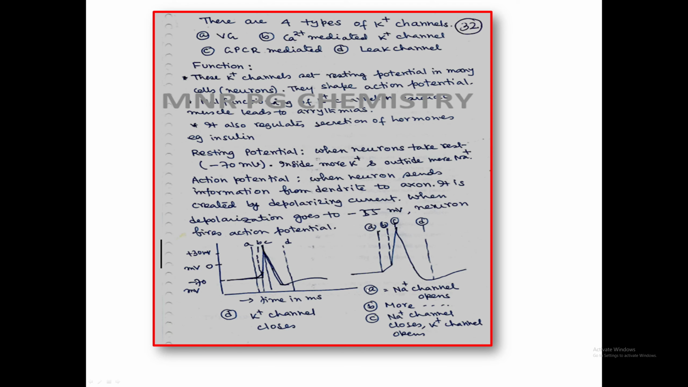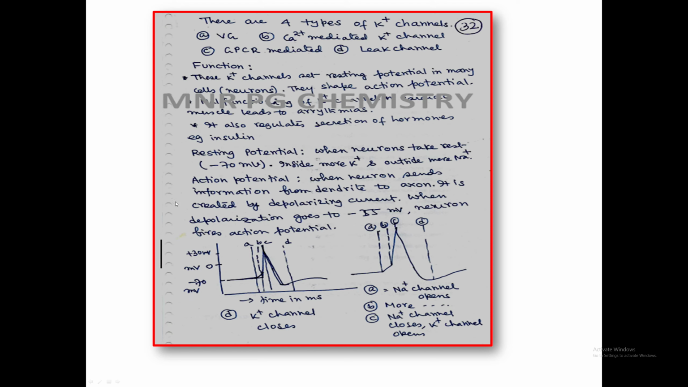A is the sodium channel opens, and B is more of that activity. B, it is a little up, more activity will be there. Now C, when it goes up, then the sodium channel closes and the potassium channel opens. And then D is the potassium channel closes. So this is highly regulated by voltage because it is voltage gated. We are discussing the voltage gated potassium channel.